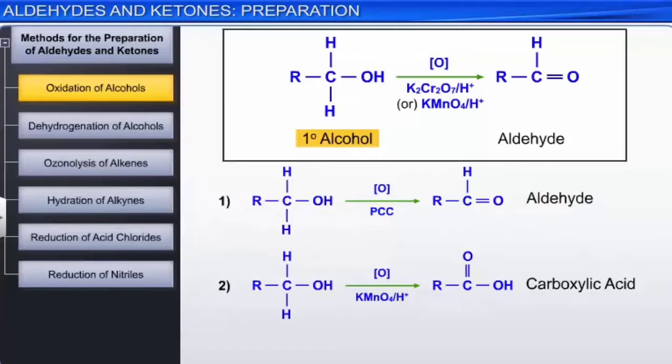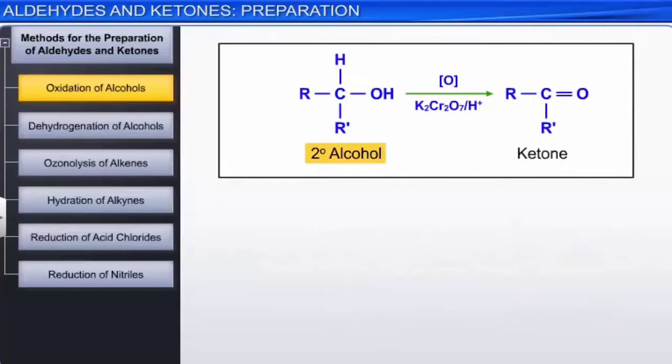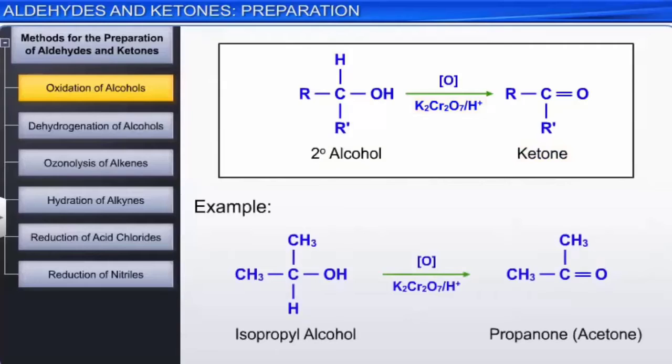Note that the oxidation of primary alcohol to carboxylic acids is usually accomplished by the use of acidified potassium permanganate. For example, ethanol on oxidation with PCC gives ethanal, but gives ethanoic acid in the presence of acidified potassium permanganate. On the other hand, a secondary alcohol loses its only one alpha hydrogen to form a ketone in the presence of acidified potassium dichromate. For example, isopropyl alcohol on oxidation in the presence of acidified potassium dichromate gives propanone or acetone.